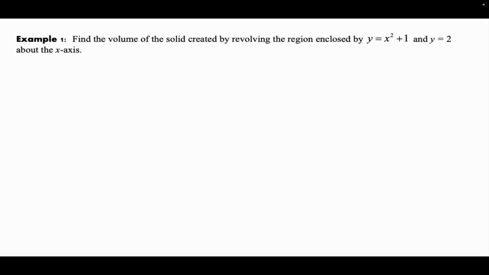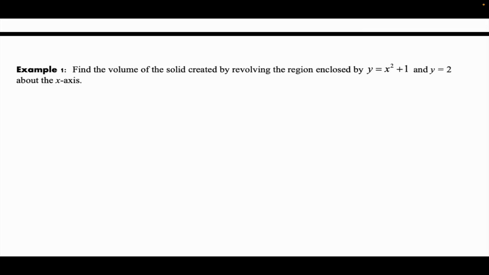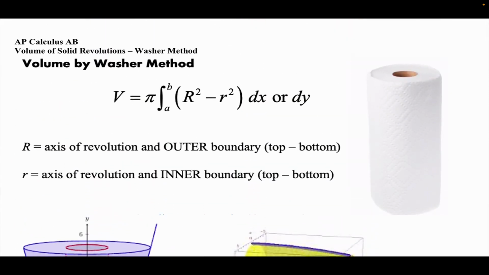So today, of even more importance than yesterday, is drawing a picture, because there's two things that we need to account for. We need to account for capital R and lowercase r. One is the axis of revolution that's an outer bound. One is the axis of revolution that is an inner bound. They're both top and bottom. They're both top minus bottom. But they're separate. They're different.